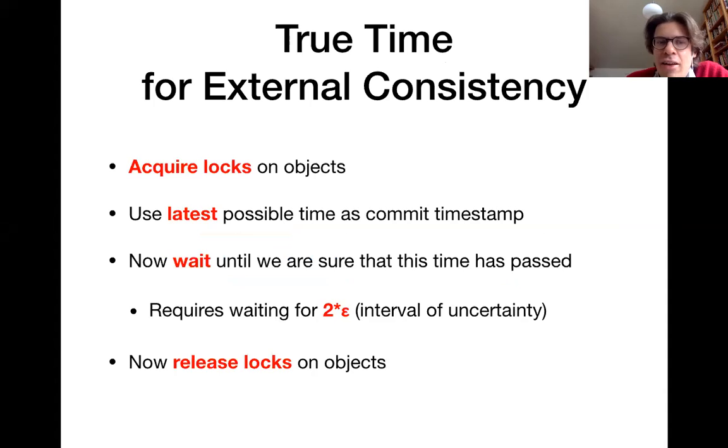We essentially acquire locks on the objects that a transaction is interested in. And now as a commit timestamp, we use the latest currently possible time retrieved from the TrueTime API. So basically we use a commit timestamp for which we are absolutely sure that it has not yet passed. And then we simply wait.